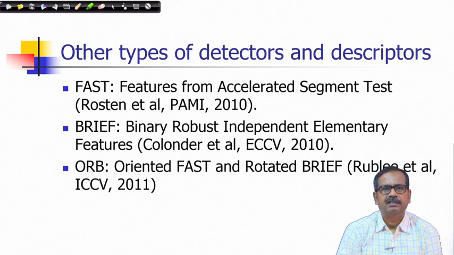real time applications. So, one of them is a detector which is called the FAST detector. By the name FAST, it implies that it computes the detection of feature points fast. The acronym is Features from Accelerated Segment Test. I will give a brief description of that particular method.